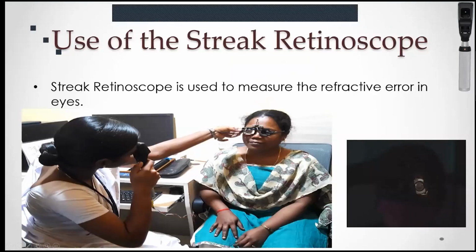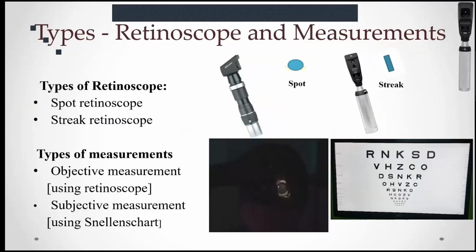This Streak Retinoscope is used to measure refractive errors like farsightedness, short-sightedness, and astigmatism in human eyes by the objective refraction method. There are two different types of retinoscopes available in the market: one is the spot retinoscope and the other is the streak retinoscope. The spot retinoscope gives you the output as an image on an even surface, but in the streak retinoscope, we get a streak of light in the output.